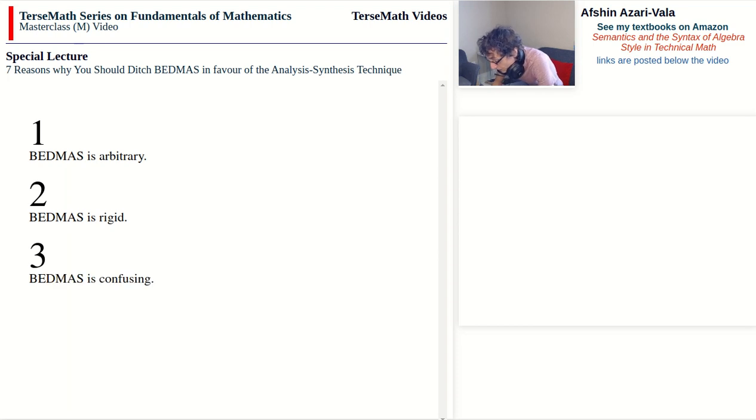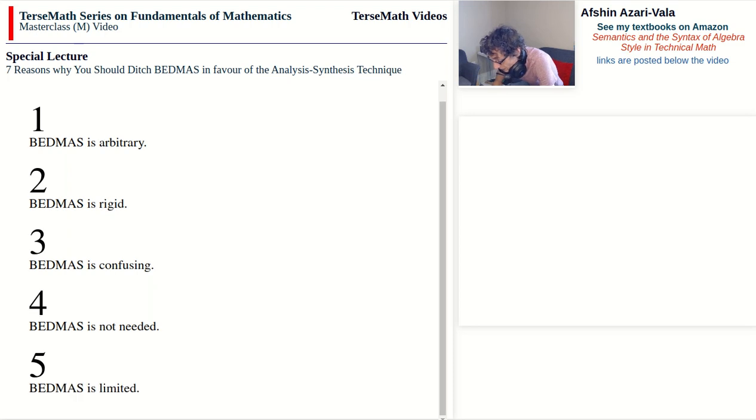As I just mentioned, it's possible to come up with expressions that are confusing to work out when you try to apply BEDMAS to them. Number 4, BEDMAS is not really needed. You can actually use a different approach which relies on identifying the main operation in your expression and then working out its arguments. Number 5, BEDMAS is limited.